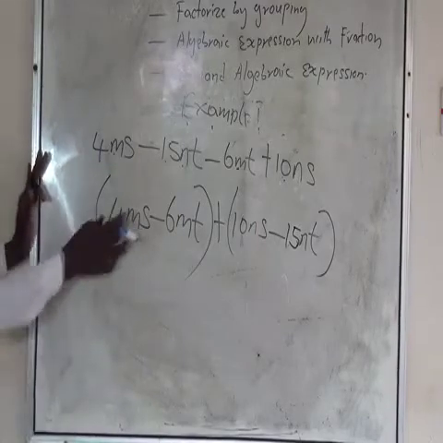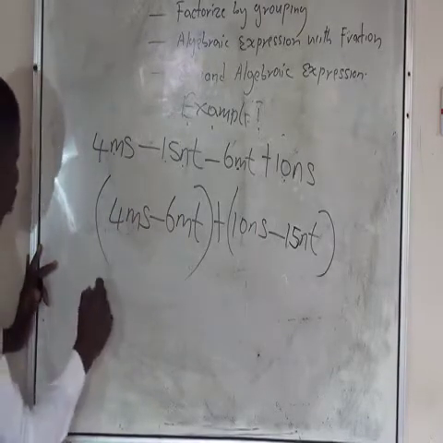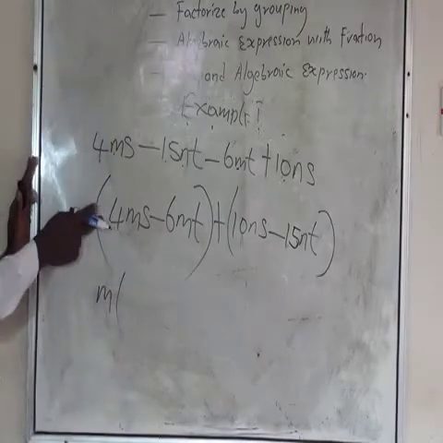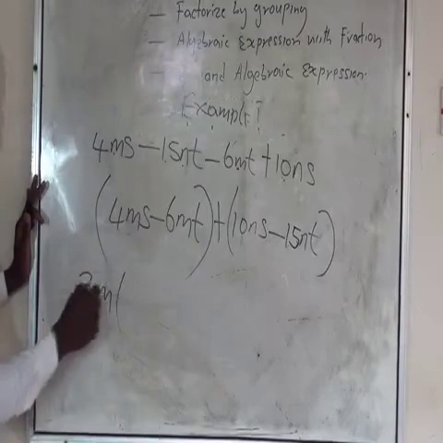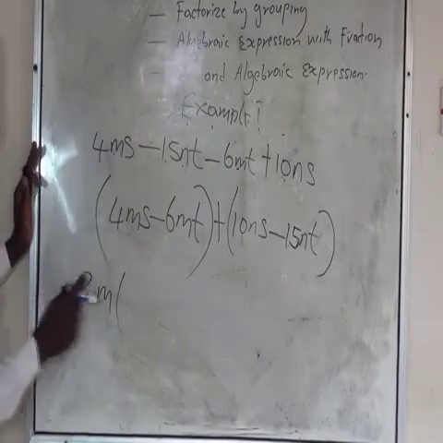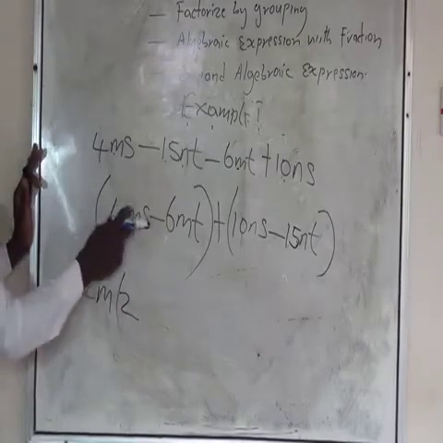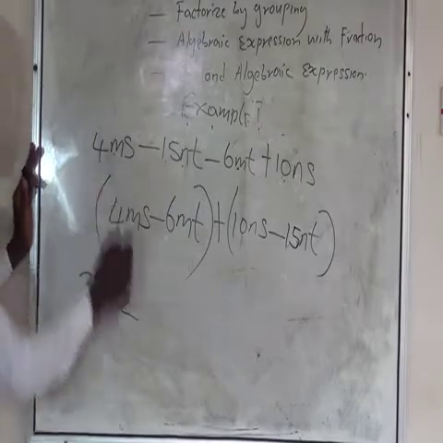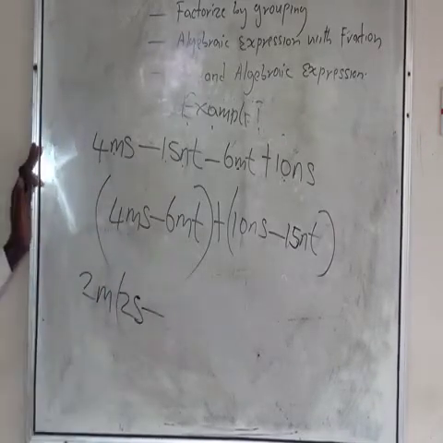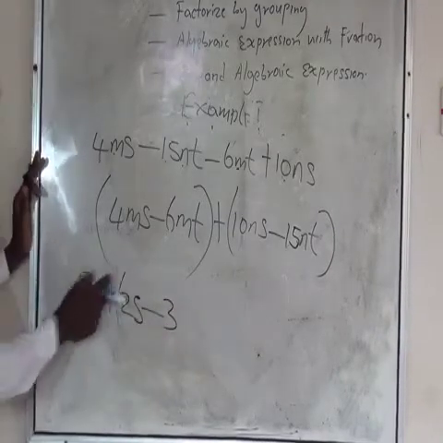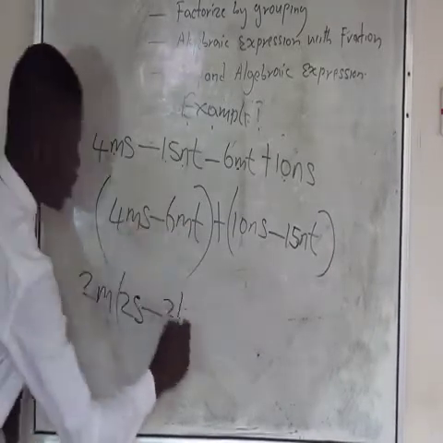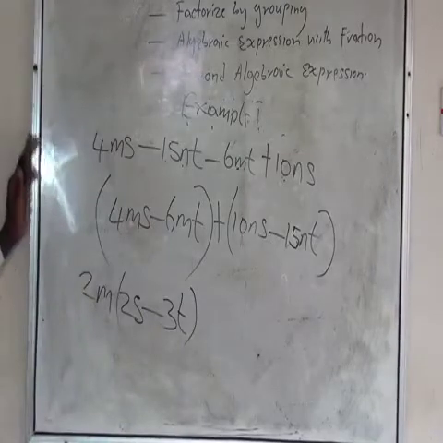What is common here? M is common. 2 can divide 4. 2 can divide 6. So 2 is also common. 4 divided by 2 gives me 2. M divided by M is 1. We bring down x. Minus 6 divided by 2 gives me 3. M divided by M is 1. We bring down t. That one is over.